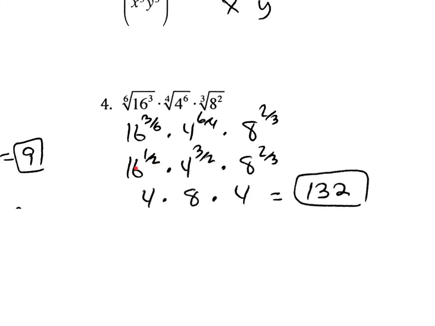Square root of 16 is 4. Put 4. Bottom is the root. Square root of 4 is 2. But don't forget the 3. 2 to the 3rd power is 8. Bottom is a root. Cube root of 8 is 2. 2 to the 2nd power is 4. And then just multiply your numbers together. 132.